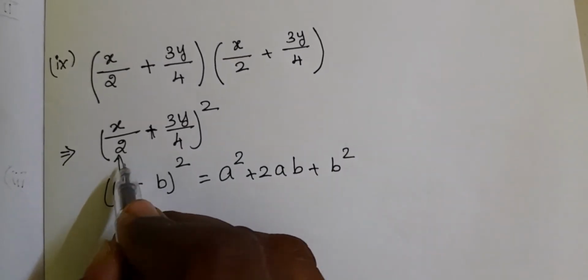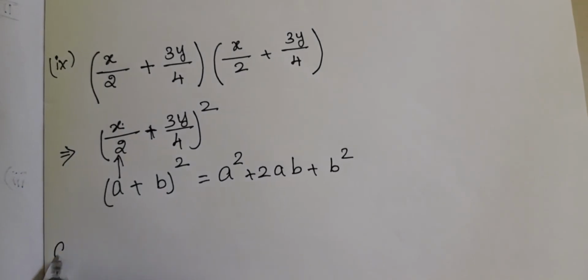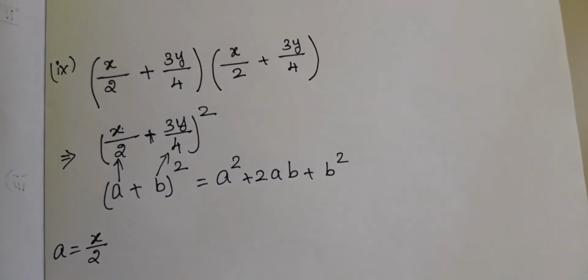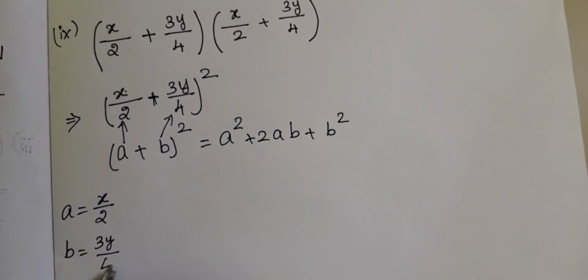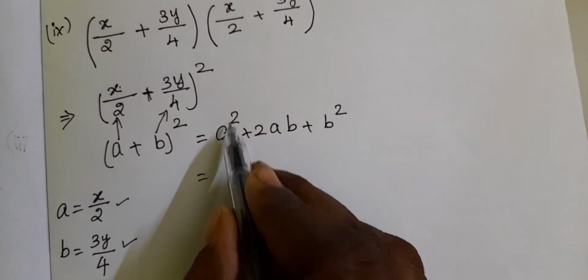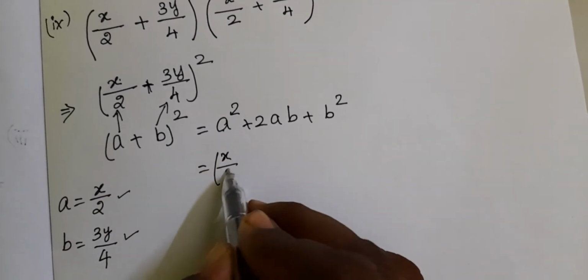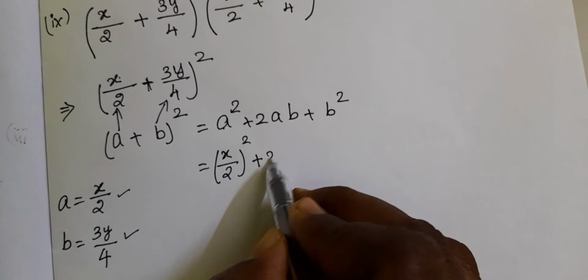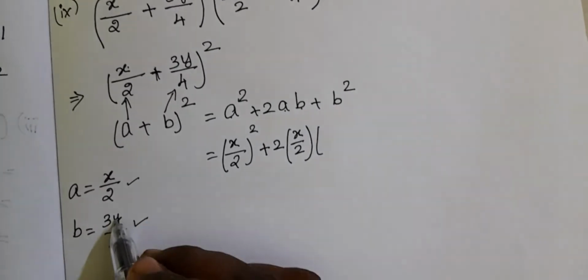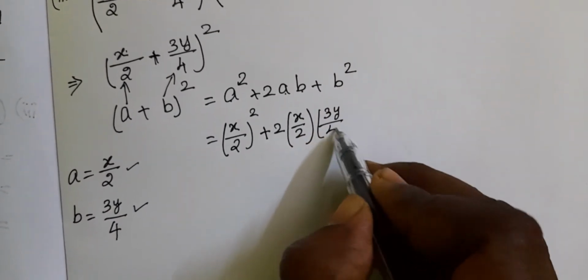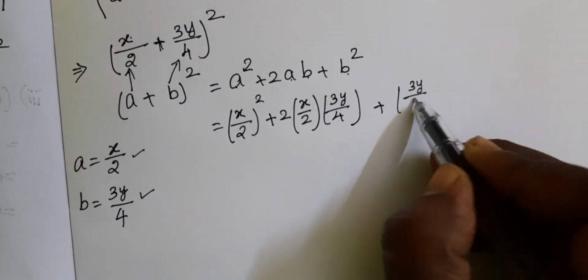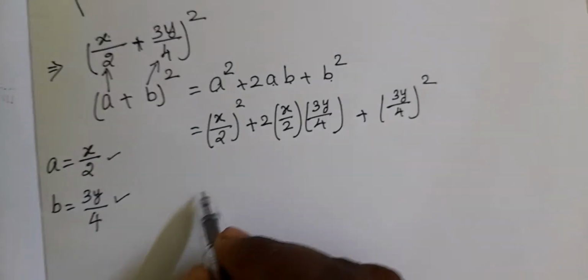So instead of a, we have to substitute x by 2. In the place of b, we have to substitute 3y by 4. Let us substitute these a and b values in the expansion. A square, that is x by 2 whole square, plus 2a, that is x by 2, b value is 3y by 4, plus b square is 3y by 4 whole square.